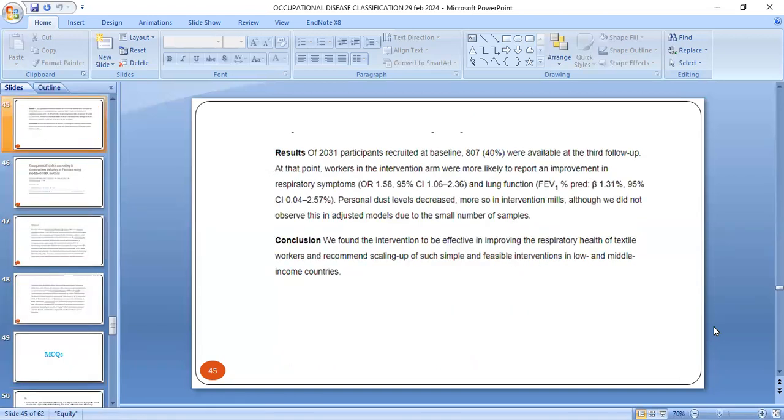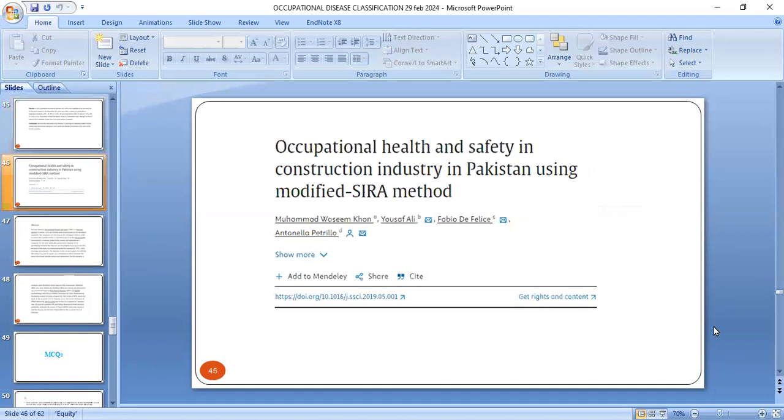Its results showed that out of 2,031 participants recruited at baseline, 807 were available at the third follow-up. Workers in the intervention arm were more likely to report an improvement in respiratory symptoms and lung function. Personal dust levels decreased more so in intervention mills, although we did not observe this in the adjusted model due to small number of samples. The conclusion is that they found the intervention to be effective in improving the respiratory health of textile workers and recommend scaling up of such simple and feasible intervention in low and middle income countries.